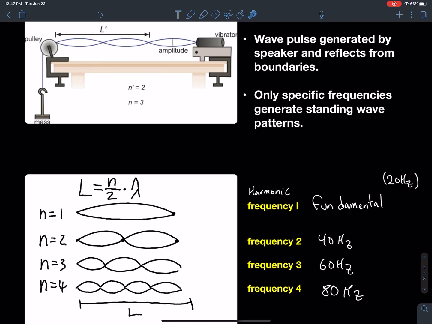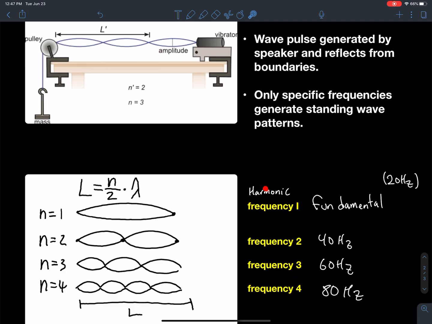Well, that relates to the length of the rope. That's going to be a variable. The speed at which a wave travels is a variable that we need to know. And the wavelength on that string.